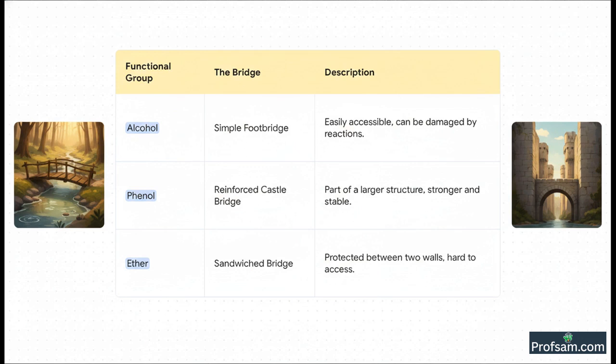Now, a phenol is not just any bridge. It's like a big, reinforced castle bridge. It's part of a much larger, stronger structure, which is the benzene ring itself. It's much more stable. And the ether, well, an ether is like a bridge that is completely sandwiched between two big walls or maybe inside a tunnel. It's protected, it's locked in, and it's very, very difficult for anything to get to it and disturb it.